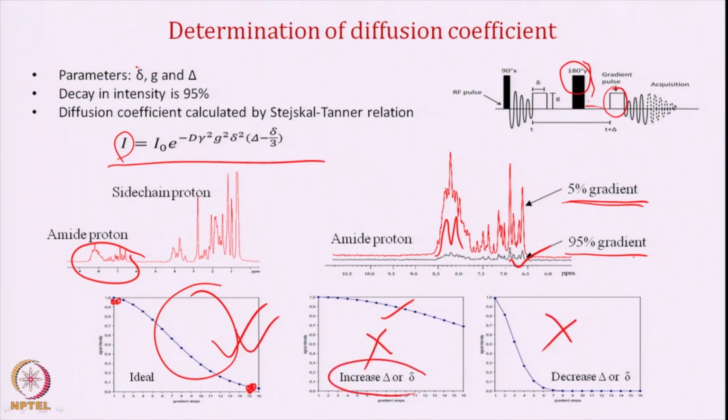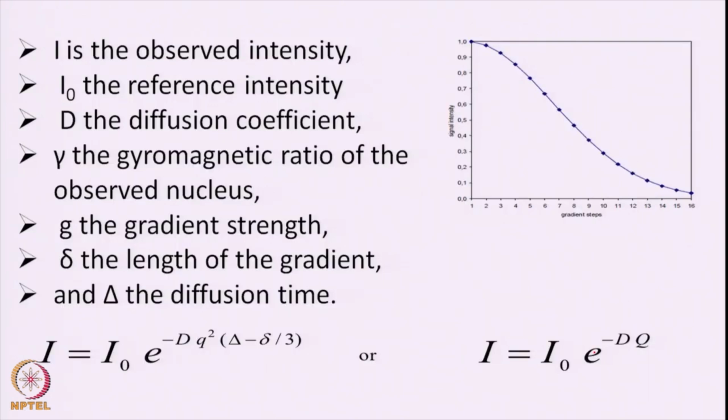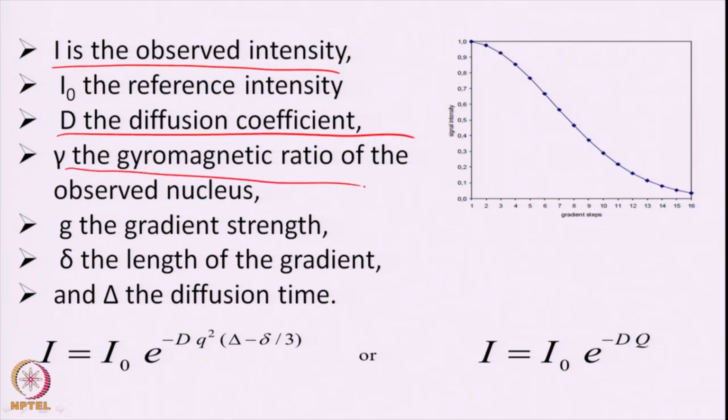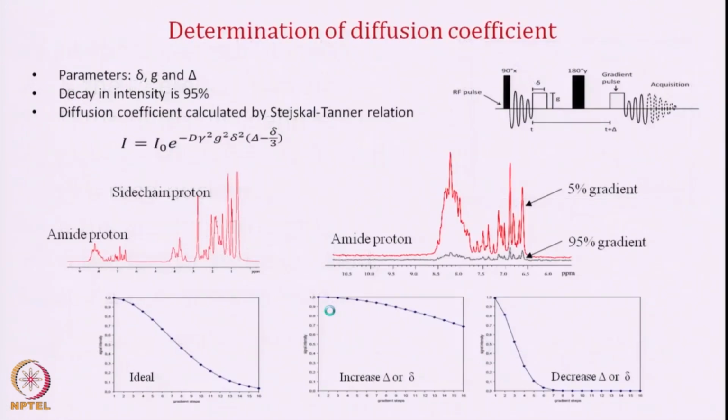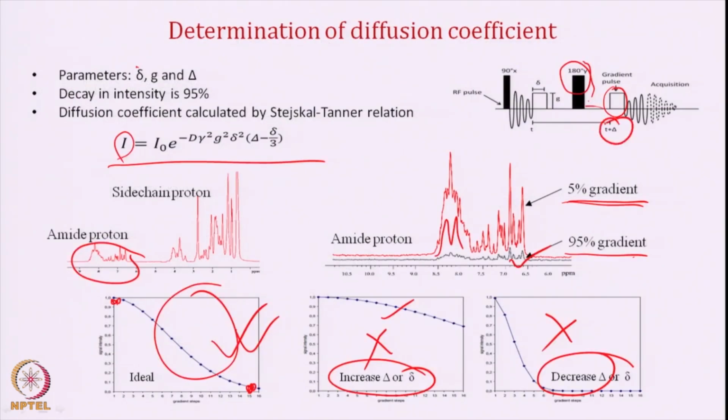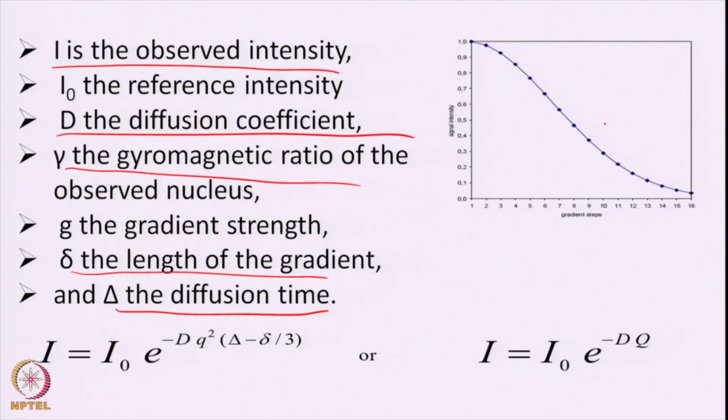So, we need to play around with the small delta and big delta values to get this nice fitting curve. Then we are measuring the intensity I, the observed intensity, and I0 is a reference intensity where we have not done anything. Now, if you fit it, you get the diffusivity. As we discussed, gamma is the gyromagnetic ratio of the observed nuclei, G is the gradient strength, delta is the length of the gradient, and D is the diffusion time that we are giving. So, the time that we are giving here is the diffusion time. Now, how much is it diffusing?